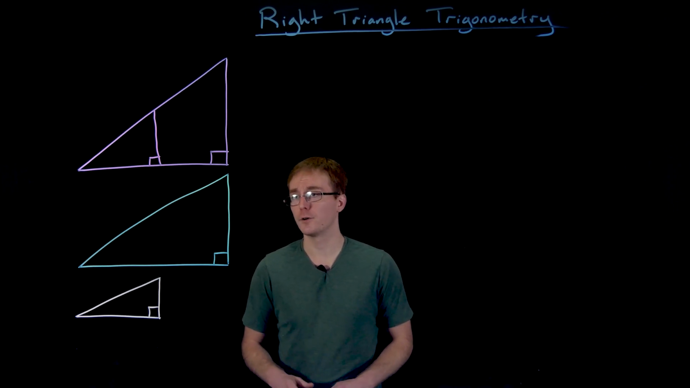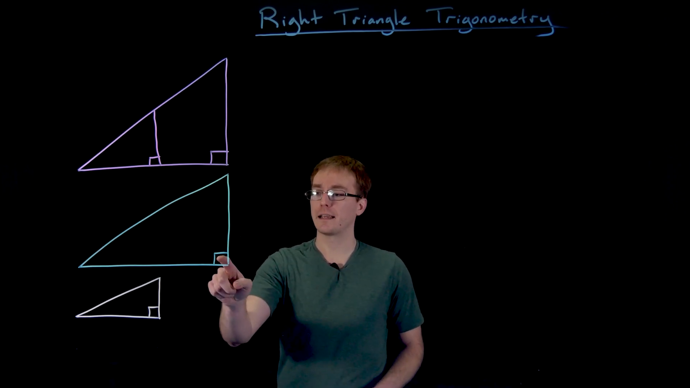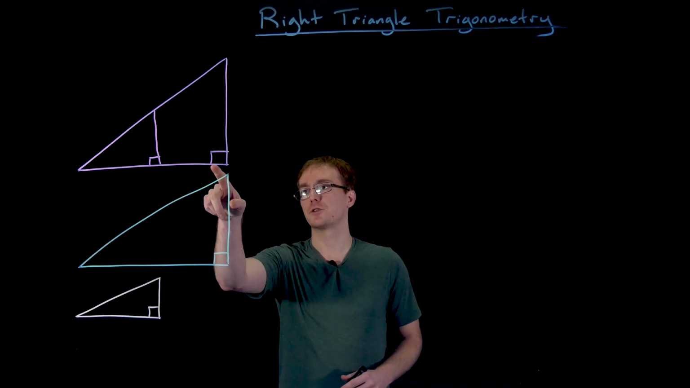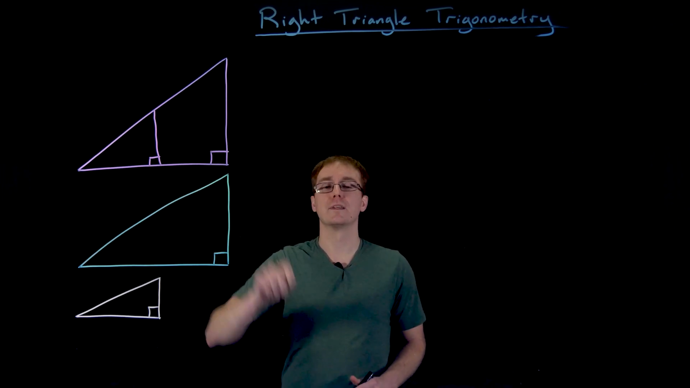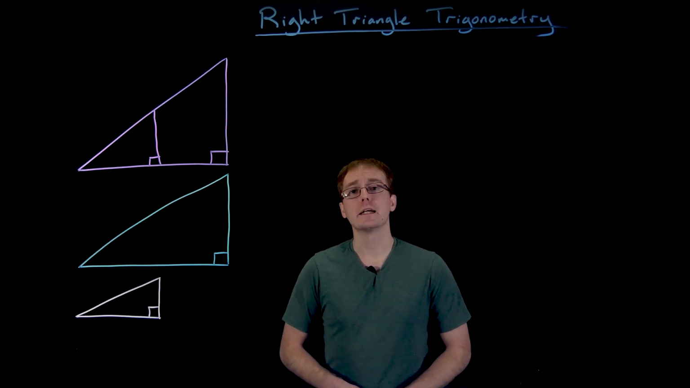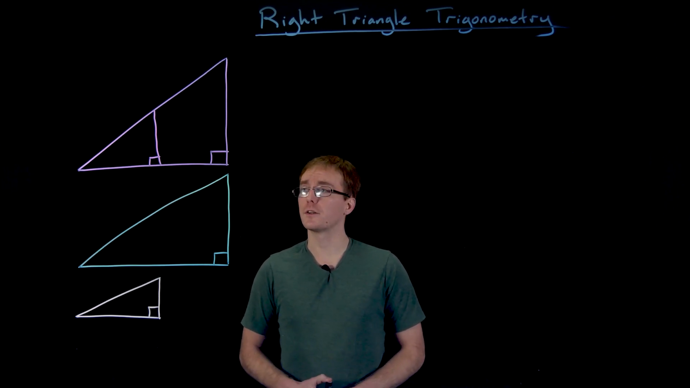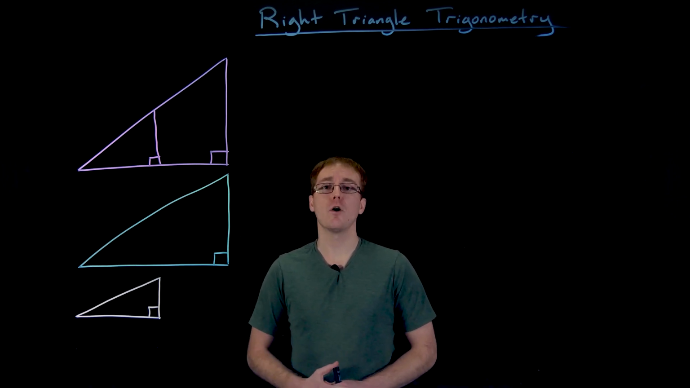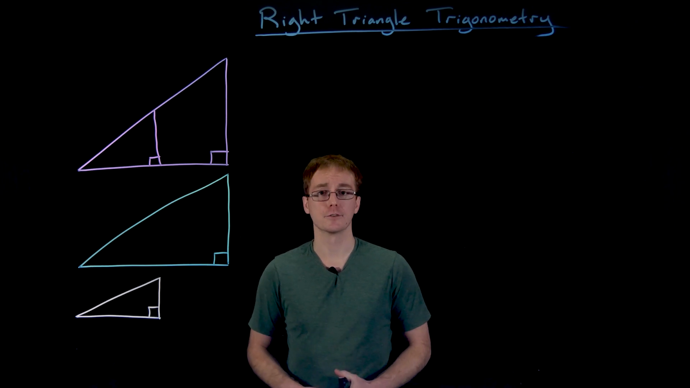Remember, a right triangle is a triangle in which one of the angles is a 90-degree angle, and we always denote that special 90-degree angle in a right triangle with that kind of corner box. Here I have a couple different right triangles drawn on the board for us to look at and analyze. What's special about all these triangles is that they are all what we call similar triangles.